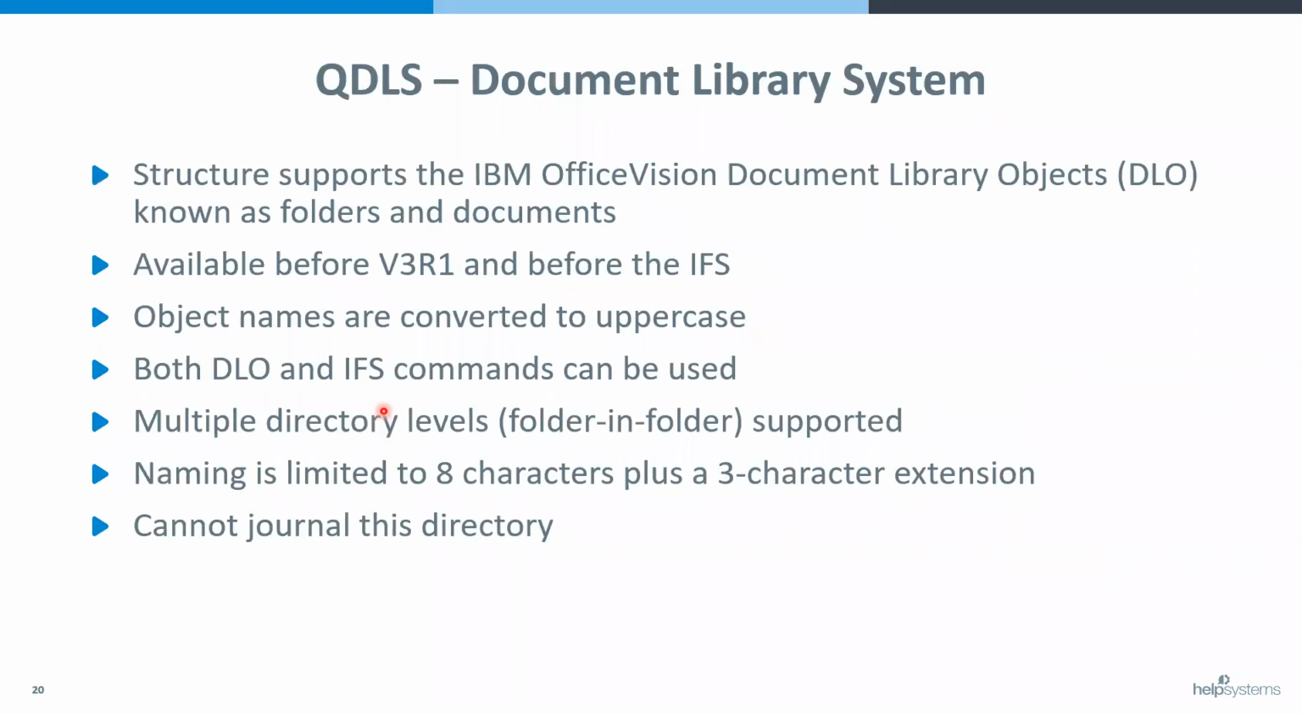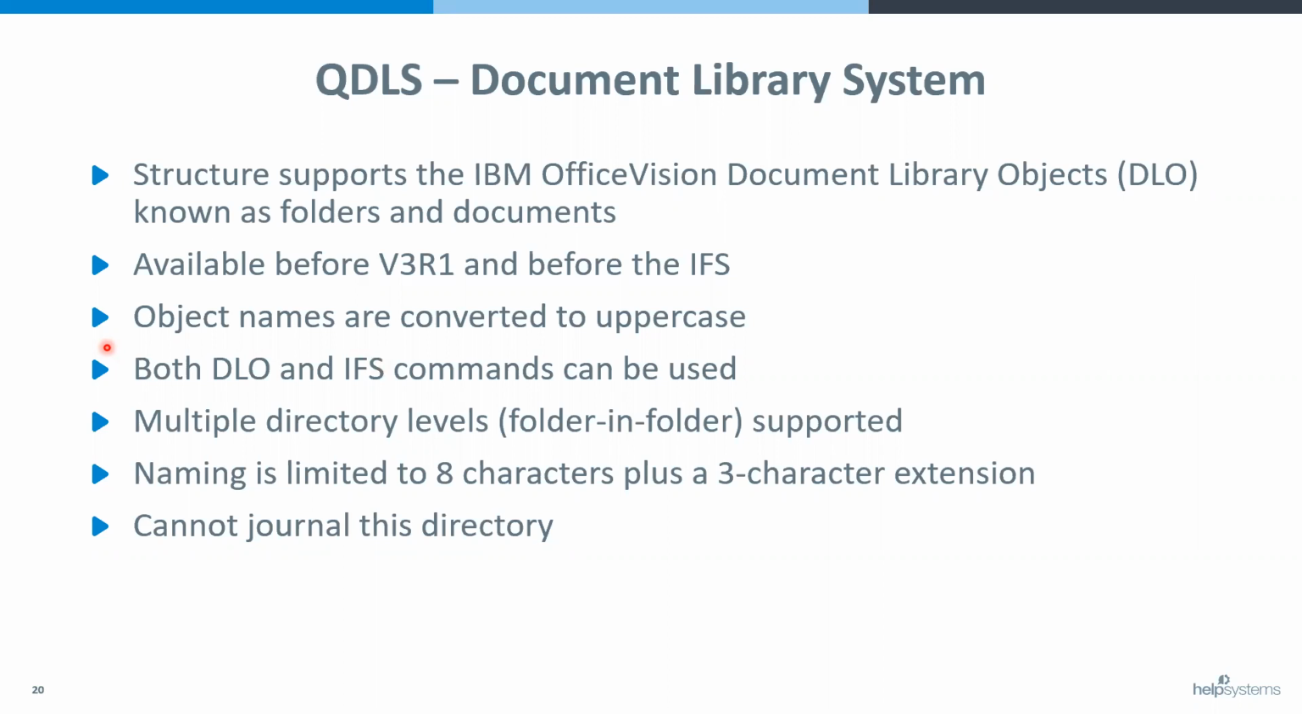As we move down the list, we have QDLS, or the document library system. Again, this has been around for a long time. It was well available before V3R1. It was the old IBM Office Vision, and I'm sure hoping nobody's using that anymore, but there might be some people out there. Object names are automatically converted to uppercase. DLO and IFS commands can be used against it.